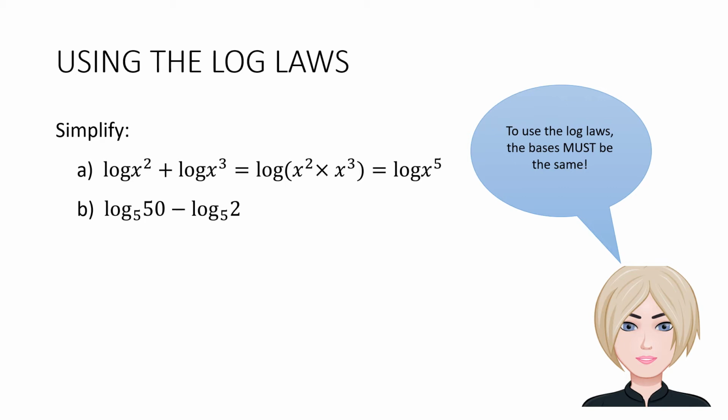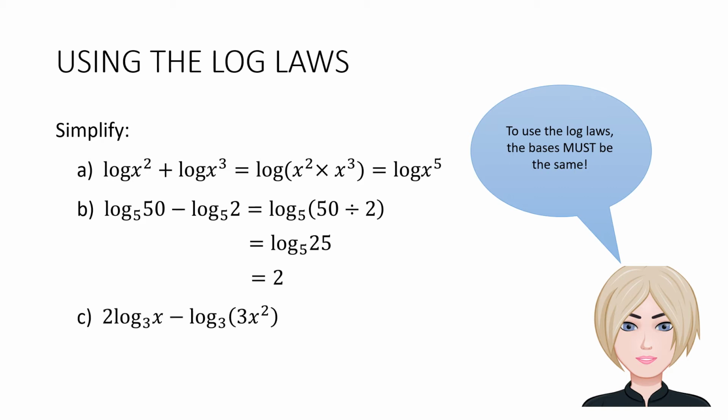How about this one? Log base 5 of 50, take away log base 5 of 2. The bases are the same. So when we subtract logs that have the same bases, we divide the arguments. So that's log base 5 of 50 divided by 2, which is 25, and we can actually work this one out because it's numerical. 5 to the power of what gives us 25? 5 squared is 25, so our answer here is 2.